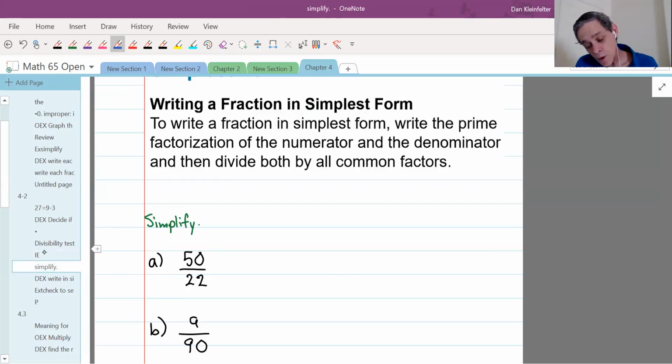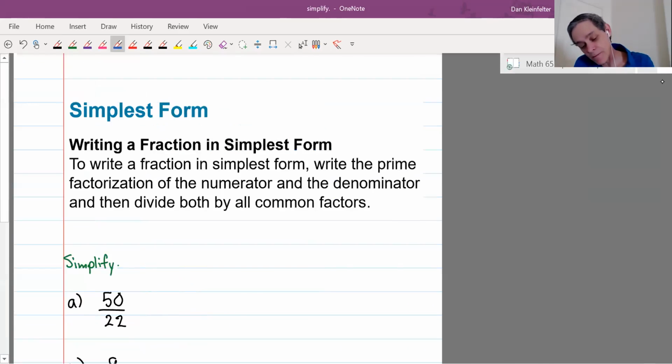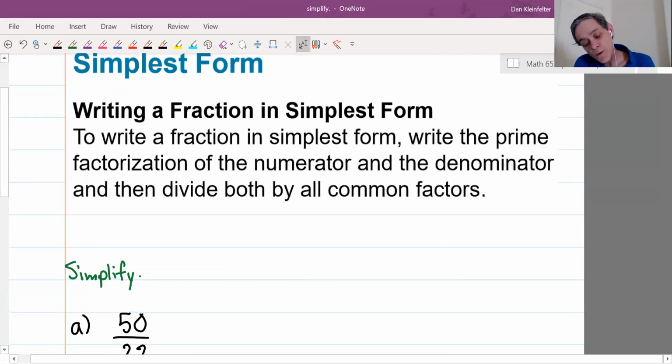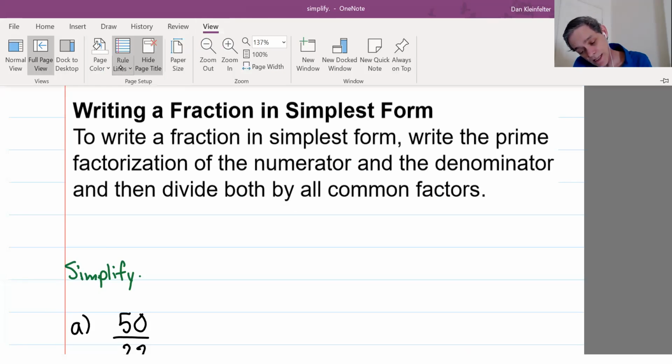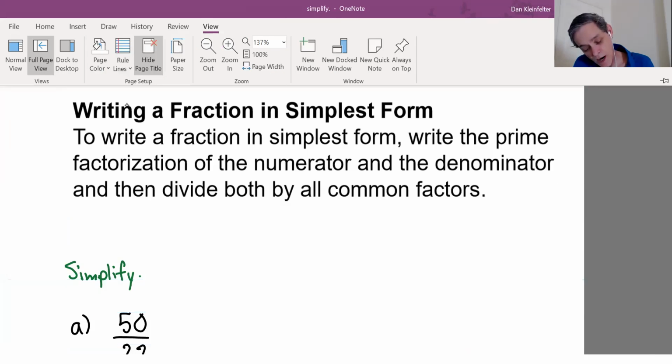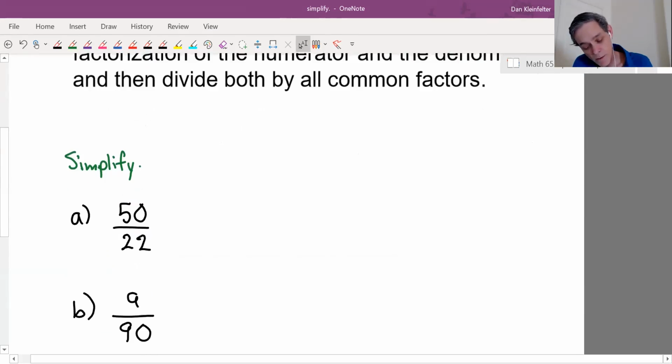Okay, so how do you make that happen? How do you make them be in simplest form? To write a fraction in simplest form, you can write the prime factorization of the numerator and denominator and then divide by all the common factors. So the best way to see how this goes is with examples. So let's try that with a couple.